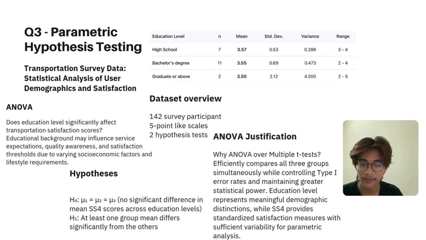So we move to the next person. Okay, moving to question 3, parametric hypothesis testing.